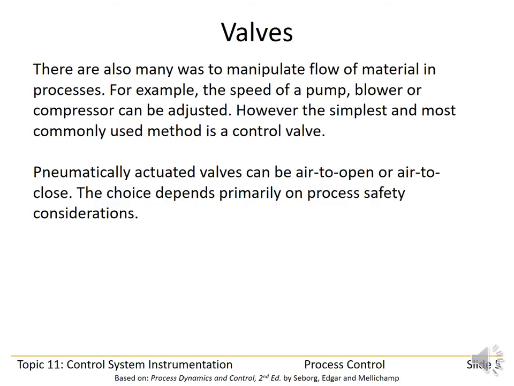So if the air signal was lost, if there was a break or a leak in the air transmission line, the valve would open, the reactor jacket would be filled with cooling water, and the reaction would hopefully be quenched. By contrast, if we're talking about the feed to a chemical reaction, we probably want that valve to close in an emergency, and so we would choose an air to open valve. If the air pressure was lost for some reason, the valve would close, reactant would no longer be fed to the reactor.